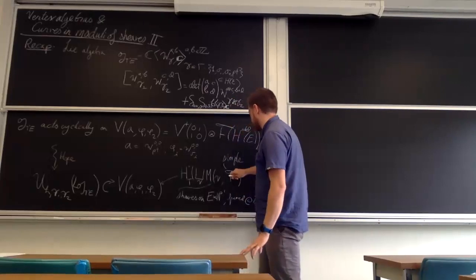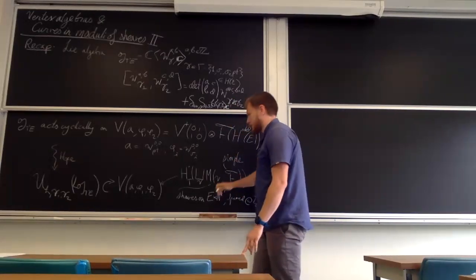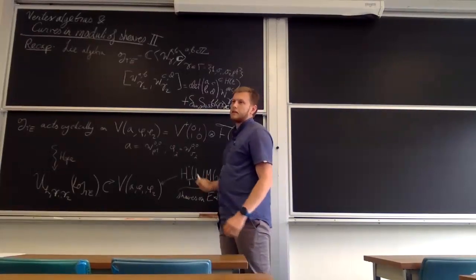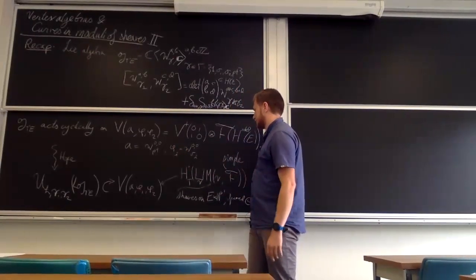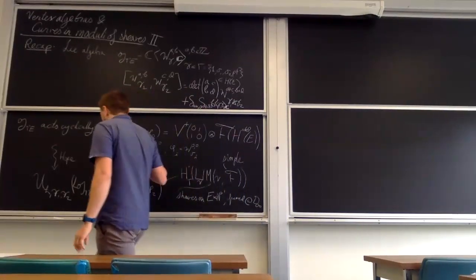So in particular, it's a coherent sheaf on an elliptic curve, and so it's also stable. And you can use SL2 to send it to a line bundle, and then tensor by a line bundle to send it to the trivial line bundle.